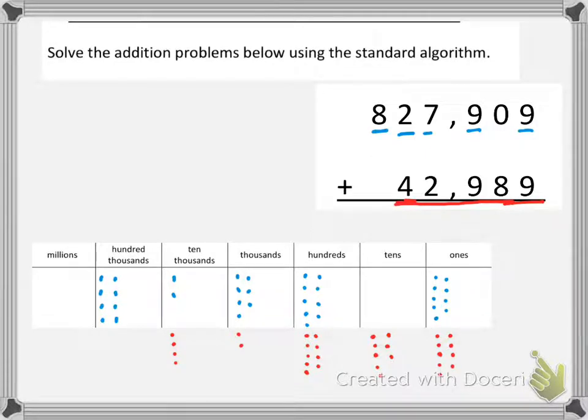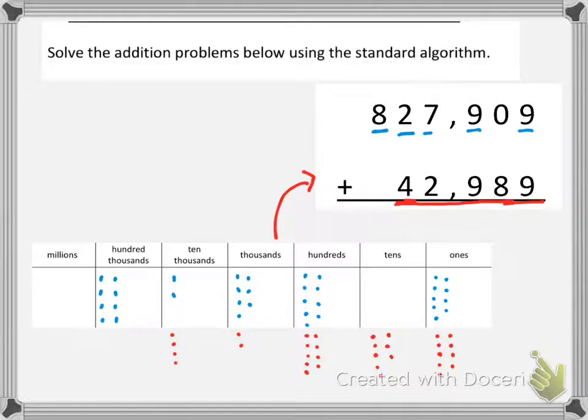So using this place value chart, this is not the standard algorithm. This is just making sense of what the standard algorithm would look like. All right, so now let's try to use the place value chart to help us lead to our standard algorithm. And we're going to focus on the ones first.